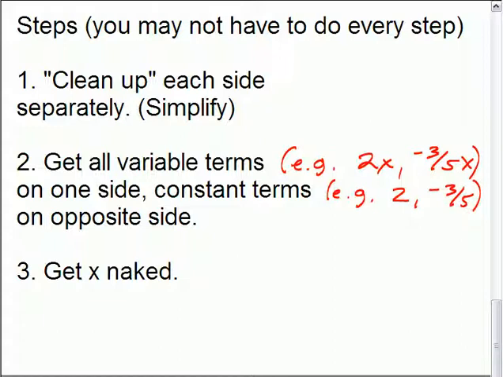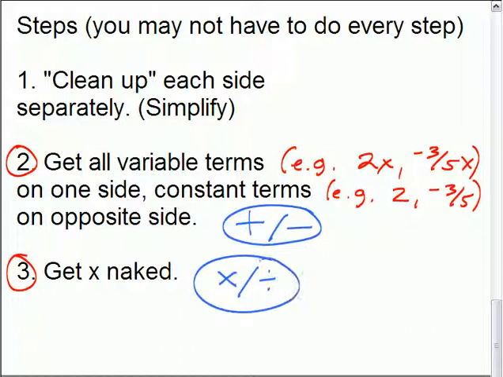And then in the third step, you want to get x naked. In other words, there's no 2 in front of the x, there's no negative 3/5 in front of the x. And I'm going to emphasize here, and please keep this in mind. In step 2, the operations that you're going to be using are addition and subtraction. So when you want to move whole terms, you add or subtract them. And then finally, in step 3, to get that x all by itself, naked, nothing in front, you will use the operations multiplication and division. And that's it.